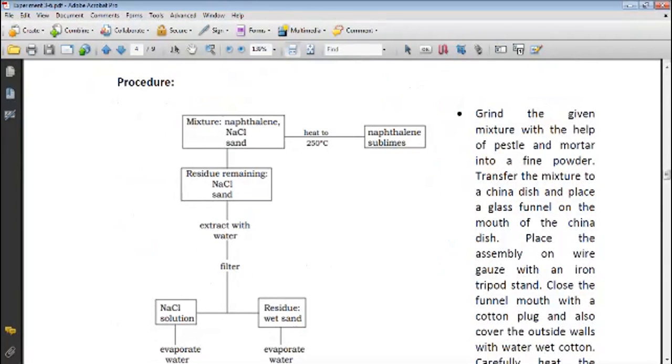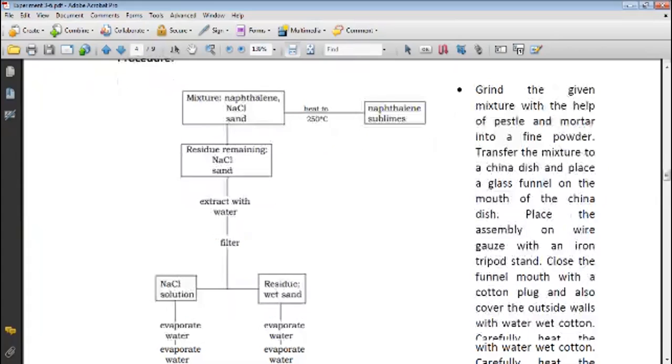Here it is very briefly sketched. The first one is your mixture of naphthalene, sodium chloride, and sand. This is the common salt and the sand. When you heat it at 250 degrees centigrade, naphthalene sublimes, that means it is directly converted into gas, and by using an inverted funnel you can condense it and separate the naphthalene out of the mixture. So the rest of the mixture is left. This is the sodium chloride and the sand.